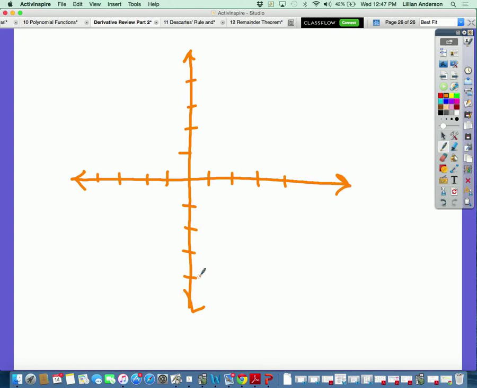Can we only do the inflection point if the sign changes? Yes. So if it would have been negative and negative, no. Okay.